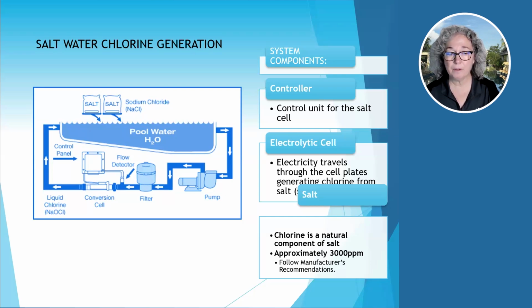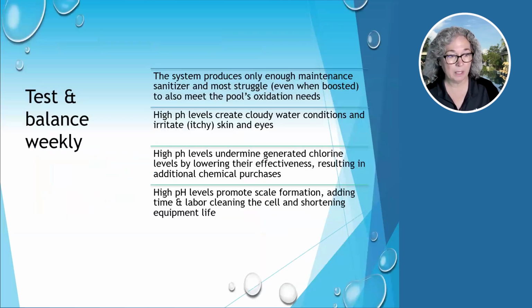I always tell everybody, follow the manufacturer's recommendation on how much salt. Some systems can go as low as 2,500, some need 3,500, so follow your manufacturer's recommendations. We want to test and balance weekly. The system produces only enough maintenance sanitizer, but sometimes it struggles and you have to put it on boost because you're not getting enough oxidation in the pool.